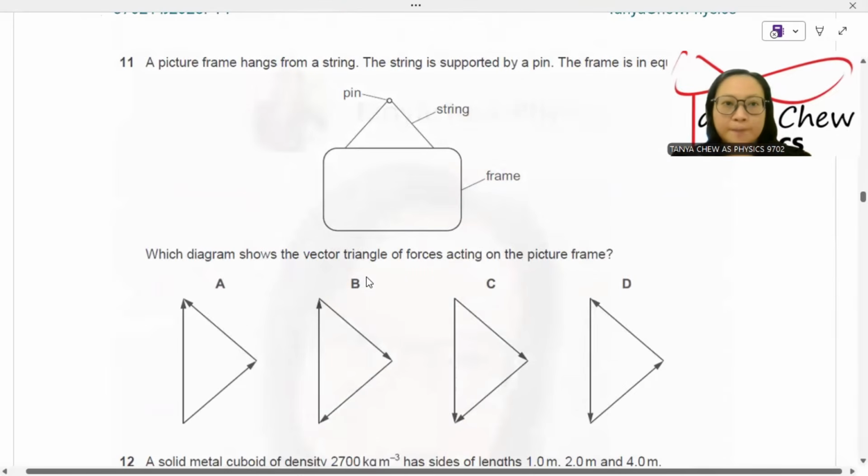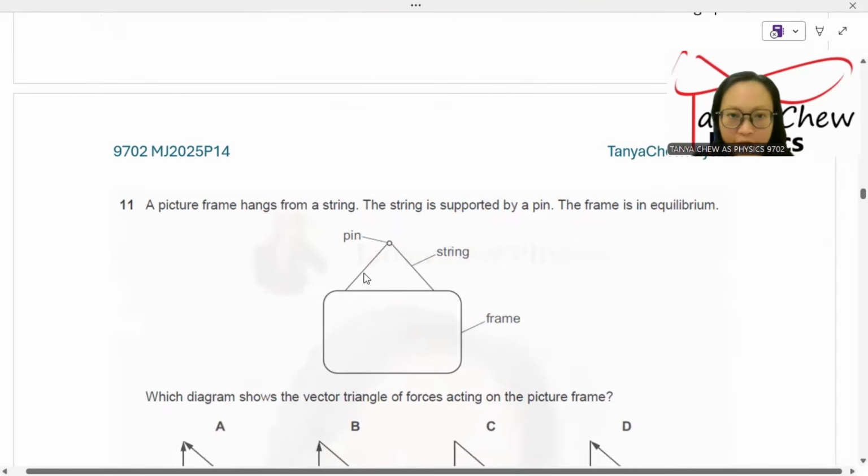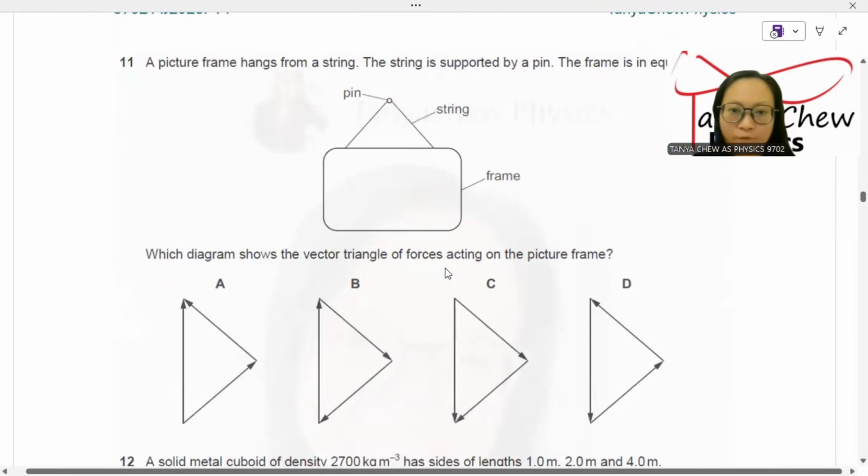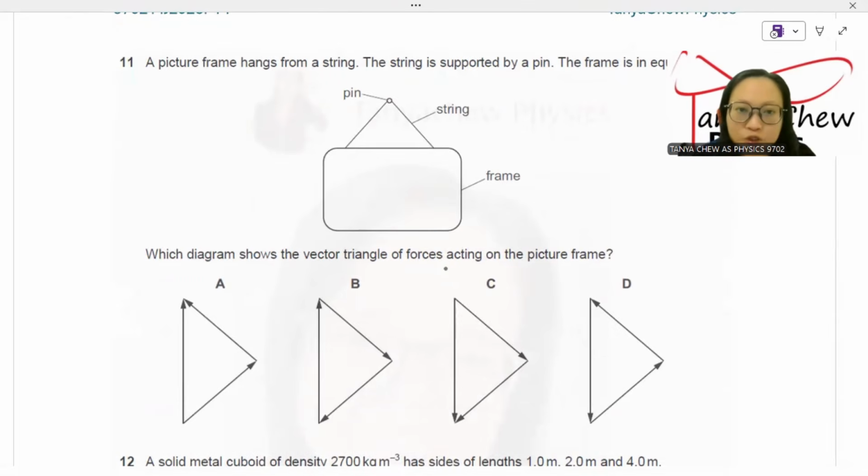Number 11, a picture frame hangs from a string. The string is supported by a pin. The frame is in equilibrium. Which diagram shows the vector triangle of forces acting on the picture frame? The weight of the picture frame must be acting downwards, supported by the two tensions of the string. Here, it seems that the weight is acting outwards. This is wrong. Weight must be acting downwards.